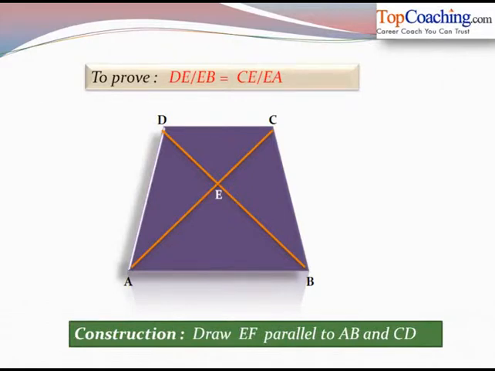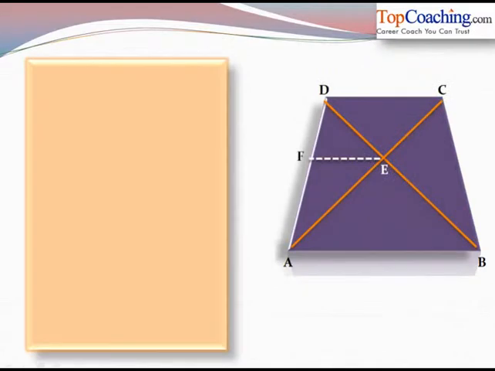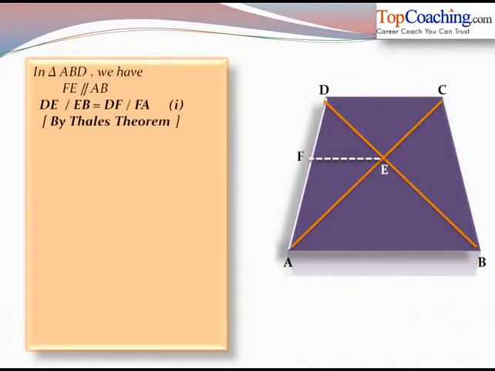Now we are going to do a construction, that is, we draw EF parallel to AB and CD. So we draw a line passing through E and intersecting the side AD at the point F, such that this line FE is parallel to the side AB and is parallel to the side CD, because AB is parallel to CD, and if we draw any line parallel to AB, then automatically this line would also be parallel to the side CD.